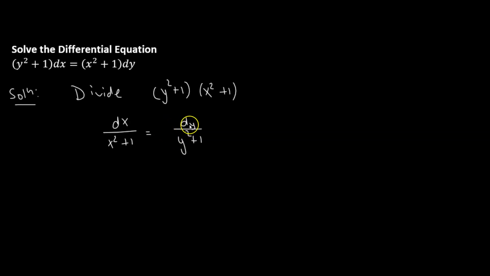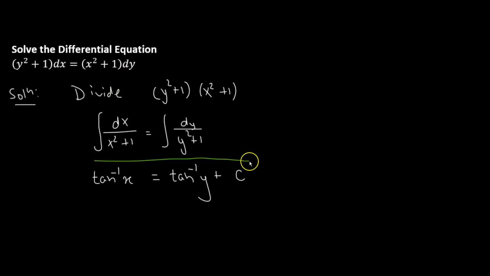That's because the coefficient of dy is purely a function of y and the coefficient of dx is a function of x. So we can now integrate both sides. So the integration of dx over x squared plus 1 is pretty standard. That will be the arctangent of x equals the arctangent of y plus the constant of integration c, and this is the required solution to our given differential equation. Let's move on to the next problem.